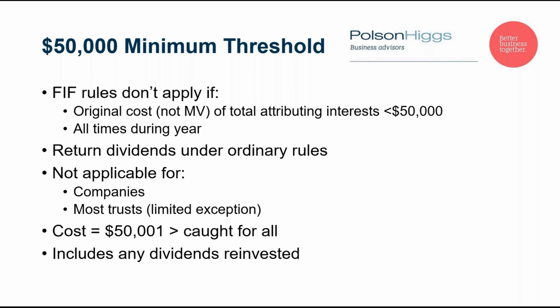It's a hard limit, so $50,001 worth of cost, they're all in, and it's a threshold, not an exclusion. So if I've got $50,001 worth of cost, then all $50,001 worth of FIF interest are caught and need to be subject to the FIF rules. I don't get to ignore the first $50,000.